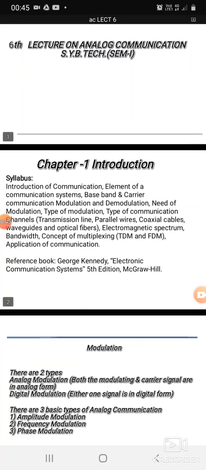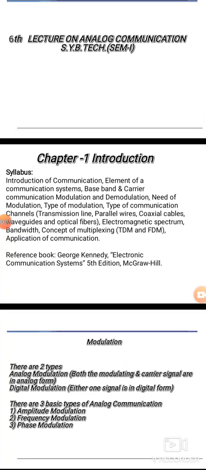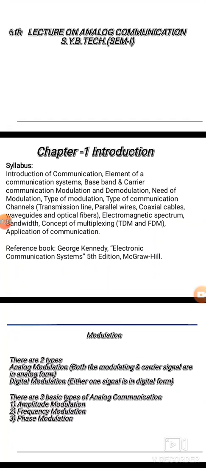So modulation means what, that we have seen. I have taken here a review of the syllabus, the first chapter syllabus, which is given here. The points which we have completed are introduction of communication, elements of a communication system, baseband and carrier communication, and then modulation and demodulation. So we have just taken an overview of modulation and demodulation, but we have the basic experiments based on amplitude modulation, frequency modulation and phase modulation.